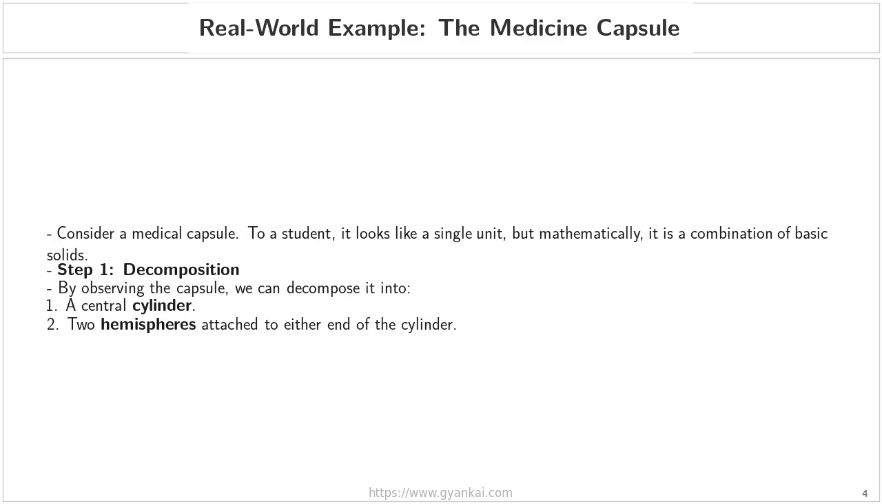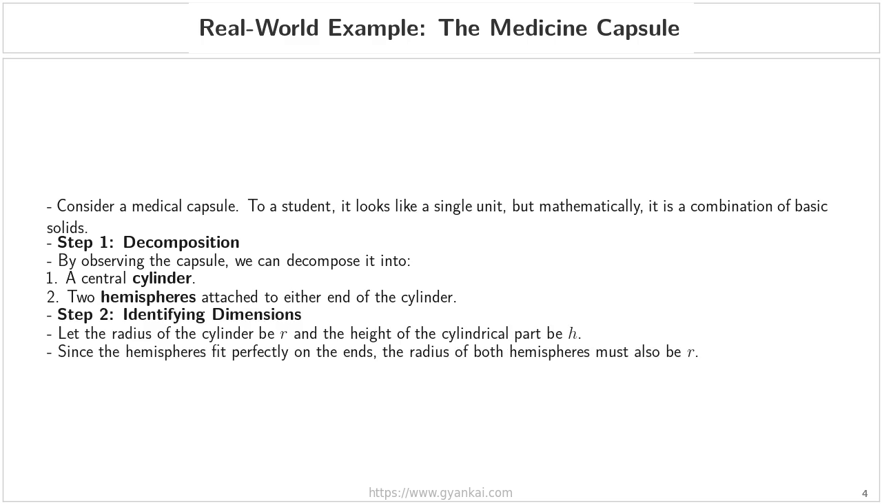First, let's perform step 1, decomposition. If we look closely at the structure, we can break the capsule down into 3 distinct parts: a central cylinder and 2 hemispheres attached to each end of that cylinder. Next, we move to step 2, identifying dimensions. To perform our calculations, let's assign some variables.